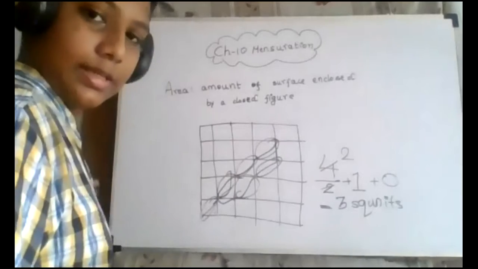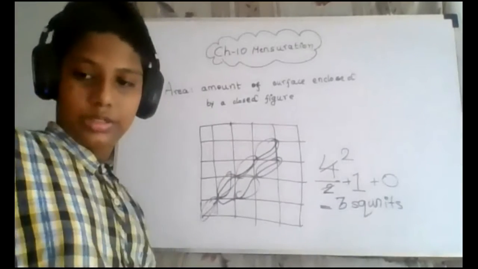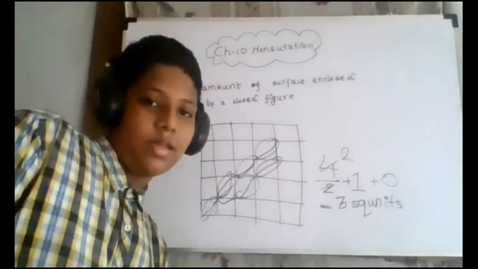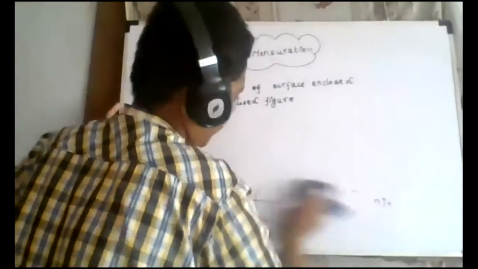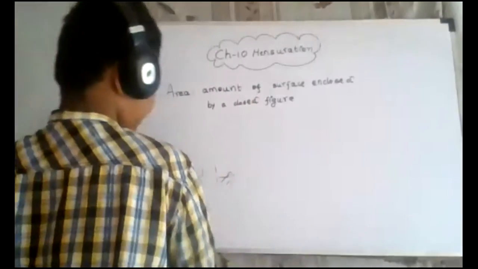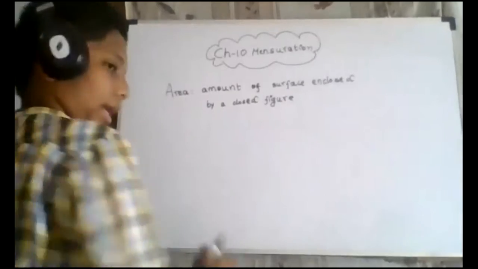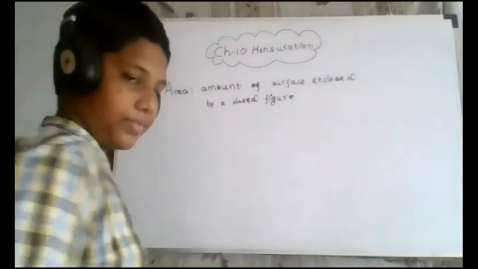Okay, 3 square units. This is the way of finding the area by using the graphs. This only will tell me this graph. So next, let us go to the shapes.